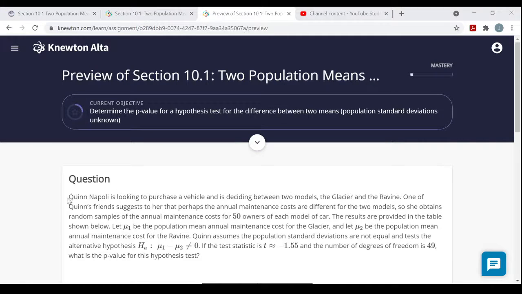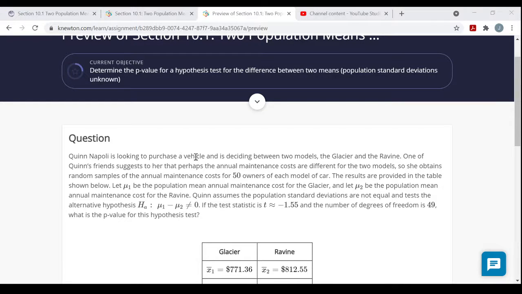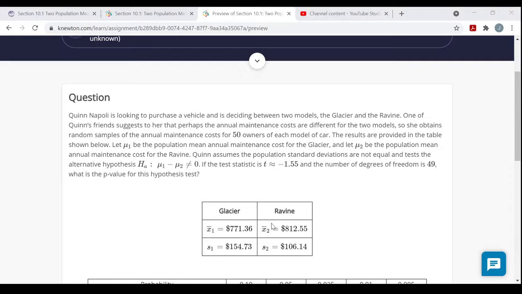Alright, so it says here, Quinn Napoli is looking to purchase a vehicle and is deciding between two models, the Glacier and the Ravine. One of Quinn's friends suggests to her that perhaps the annual maintenance costs are different for the two models. So she obtains random samples of the annual maintenance costs for 50 owners of each car model, right? So 50 Glacier owners, 50 Ravine owners. The results are provided in the table shown below, right? Your Glacier sample, your Ravine sample.